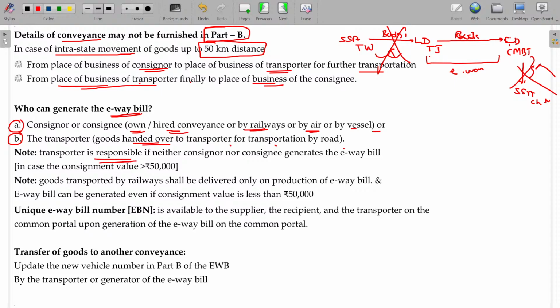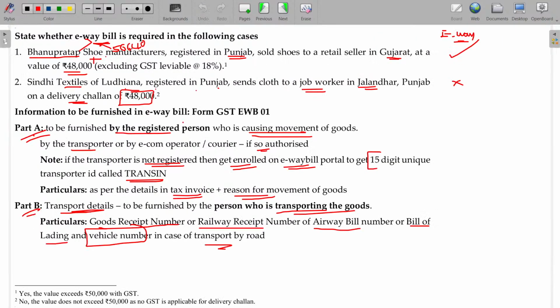The transporter is responsible if neither the consignor nor the consignee generates the e-way bill. If the consignor or consignee is not generating it, who is responsible? The transporter only. That's why I have already told you, if the registered person is not generating, then it is authorized to the transporter to generate. So the final responsibility rests with the transporter.